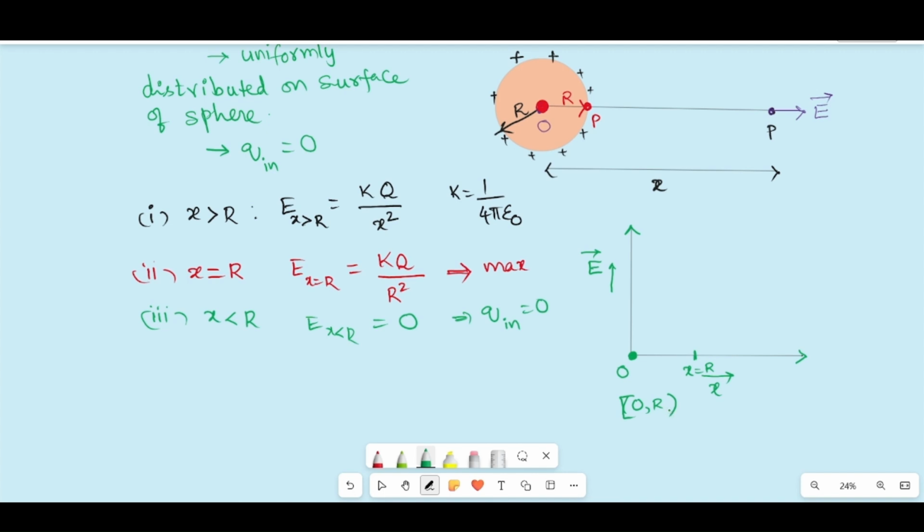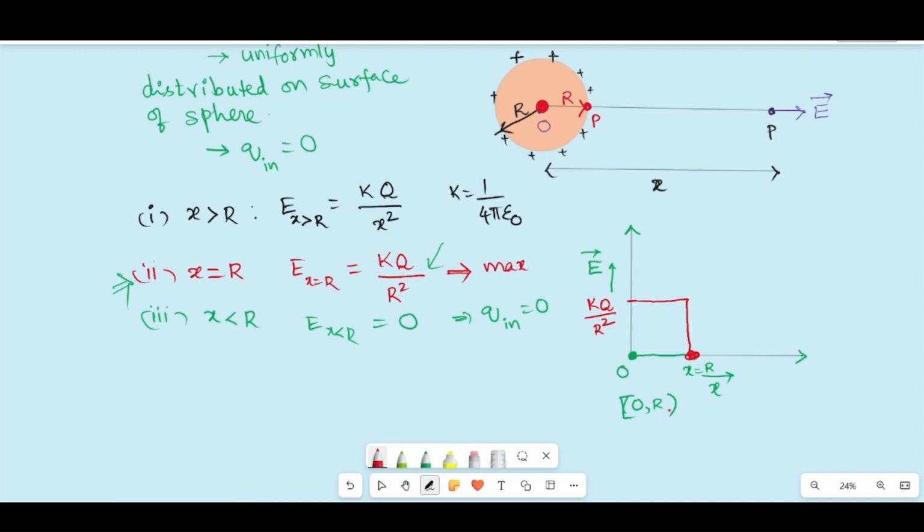what is the electric field intensity here? 0 only. That means the graph, if you draw, traces along the axis from 0 to r. But what is happening at x equal to r? It is becoming maximum. After reaching the surface of the sphere, the value becomes maximum. So at x equal to r, this value becomes maximum.